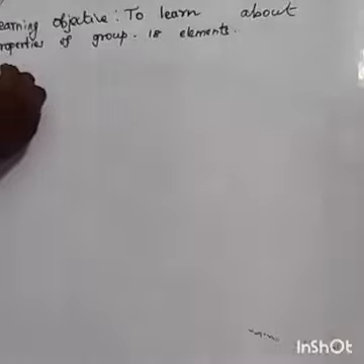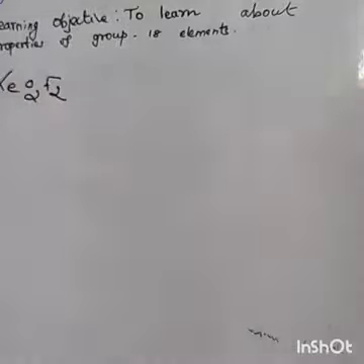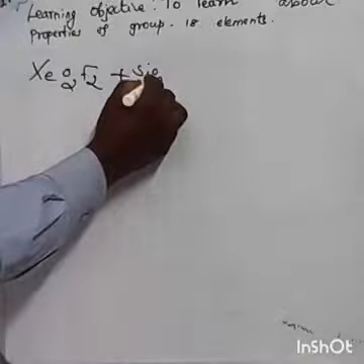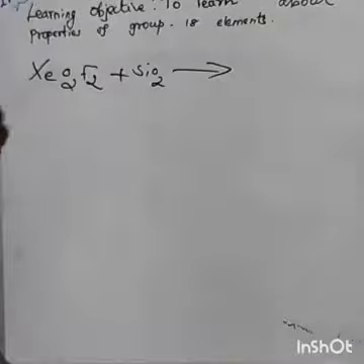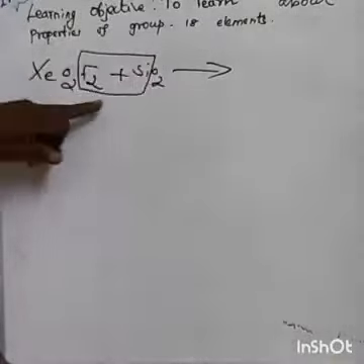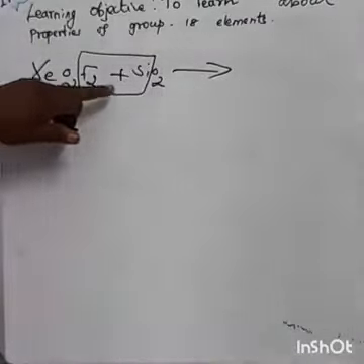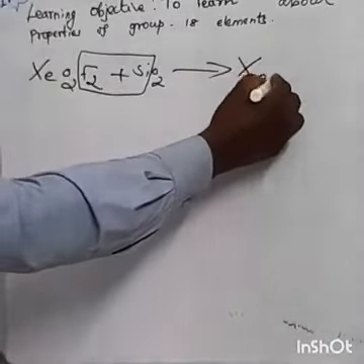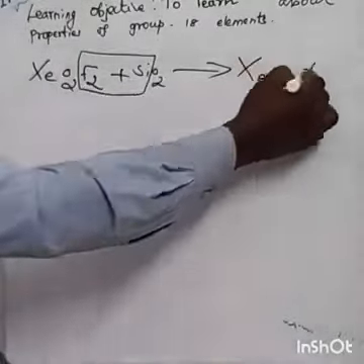Xenon dioxide difluoride reacts with silica. So what's the following? Silica reacts with fluorine. Can you say silica reacts with fluorine? What's the following? SiF4 plus xenon trioxide, that is XeO3 plus SiF4.